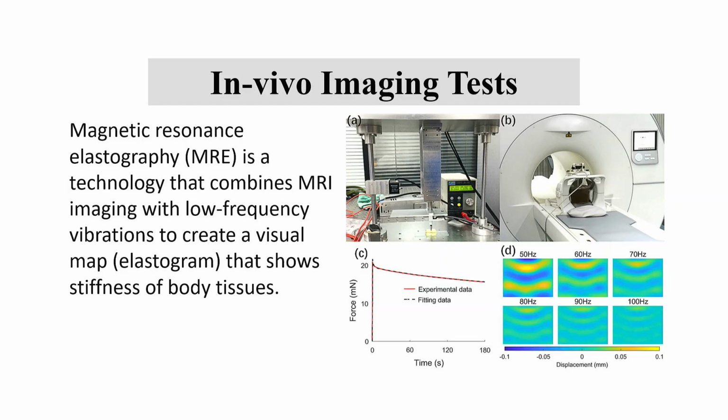So the first and very popular technique is known as magnetic resonance elastography, or MRE. It is a technology that combines MRI, which is magnetic resonance imaging, with low frequency vibrations to create a visual map, or they sometimes call it an elastogram, that shows stiffness of the body tissues, right?